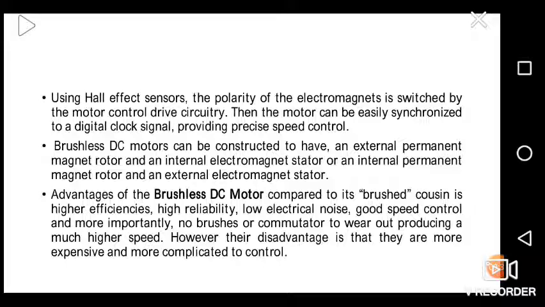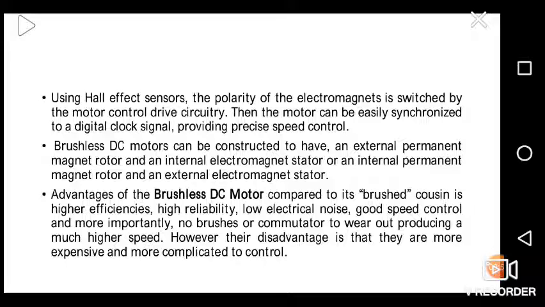A brushless DC motor can be constructed to have an external permanent magnet rotor and an internal electromagnet stator, or an internal permanent magnet rotor and an external electromagnet stator.